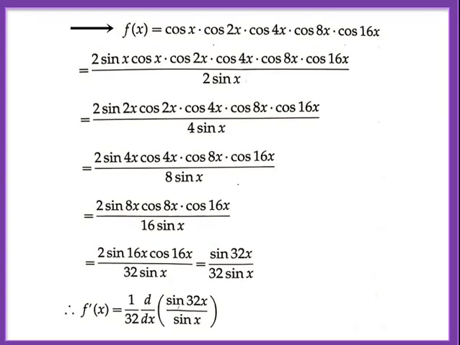Now, I have written f of x. Now the next step is important. You have to multiply numerator and denominator by 2 sin x. Now 2 sin x cos x is what? Sin 2x. Again multiply by 2 so that denominator becomes 4 sin x, and we require this 2 for 2 sin 2x cos 2x, which is what? Sin 4x. Again 2 sin 4x cos 4x is sin 8x. 2 sin 8x cos 8x is sin 16x, and finally 2 sin 16x cos 16x is nothing but sin 32x.